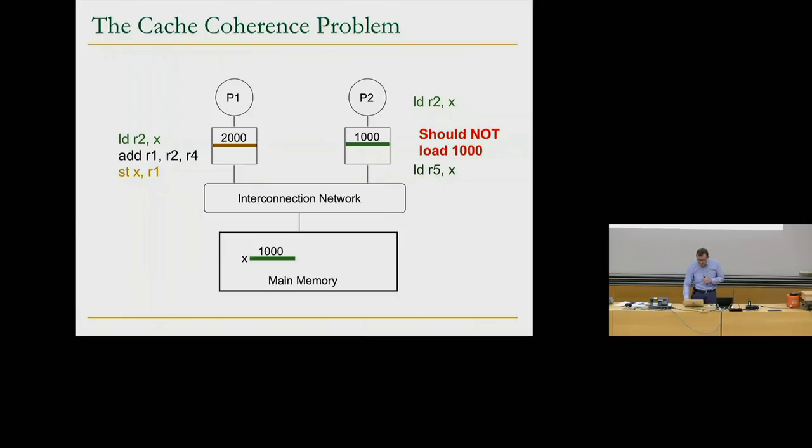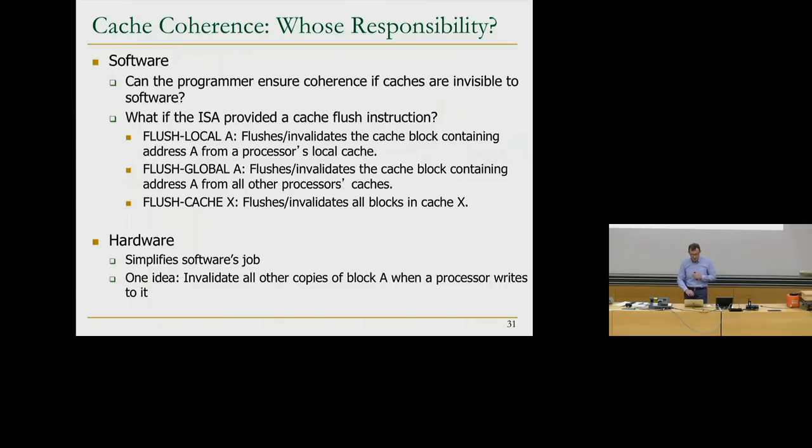So if we don't have that scratchpad memory, then we need some sort of hardware cache coherence. And this is important because this simplifies software's job. There are many actual ways of designing this cache coherence protocol and optimizing it. I'm not going to go into a lot of detail. I'll give you a very simple protocol. And that simple protocol is basically: invalidate all other copies of block A whenever a processor writes to it.